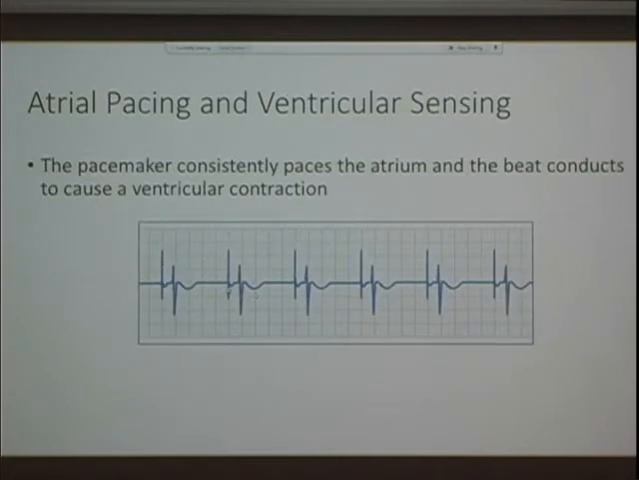Here it is pacing only in the atrium, and because it is a DDD, it is able to sense in both atrium and ventricle. It senses intrinsic conduction and hence does not pace in the ventricle. So this is still a dual chamber pacemaker, but only pacing in the atrium.